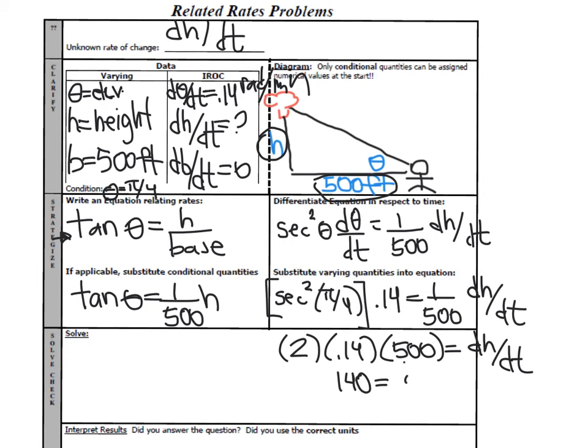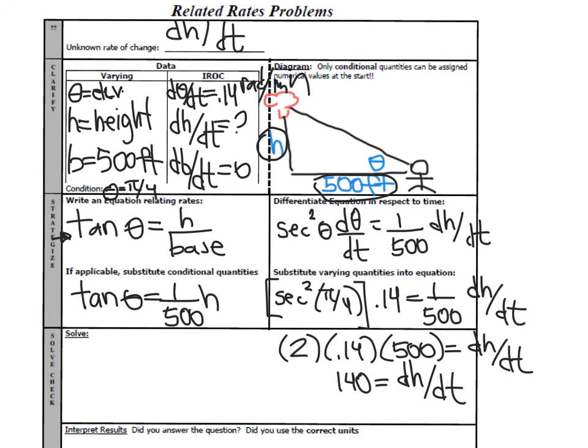Now you always write this in a complete sentence. So my sentence would say, when the angle of elevation is pi/4, the rate of change of the height of the balloon is 140, is it feet per minute? I think so, 140 feet per minute.